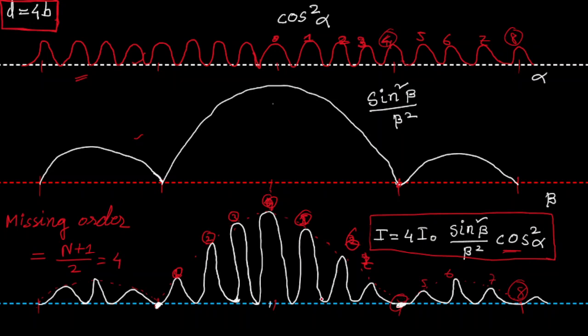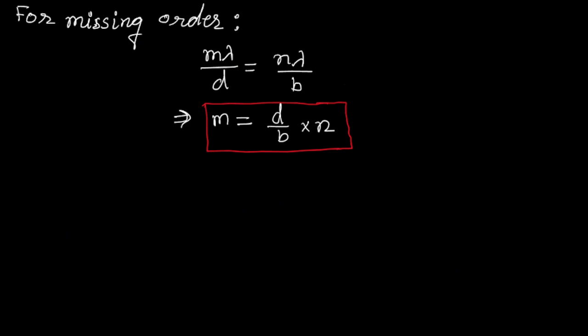So in both cases you are getting the same result. If you know the d or b ratio, from there you can also calculate the missing order. In this case, we have taken d by b equal to 4, which means the missing order will be 4. And also if you just look at this diffraction pattern and count the interference maxima between 2 diffraction minima, from there you can also calculate the missing order. Both will give you the same result. Once you know that the missing order is the ratio of d divided by b, and that we can also calculate from looking at the diffraction pattern, I think we can easily solve this problem.